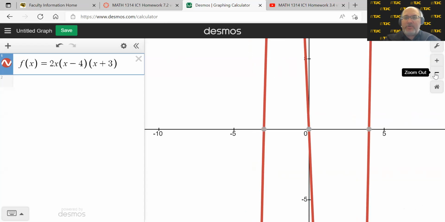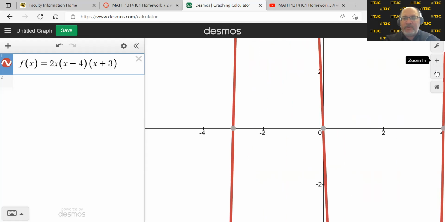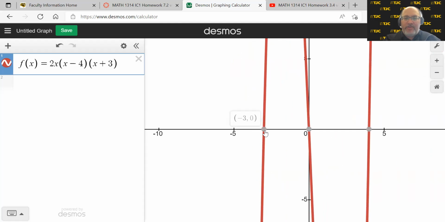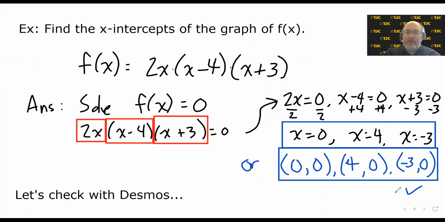I'm going to zoom out until we see the top and the turning points on the graph. There they are. There's a peak, there's a valley, but we're just concerned with these x-intercepts. So let's zoom in on them. A little bit too much. All right, we have an x-intercept back here at -3, 0, an x-intercept at 0, 0, and an x-intercept at 4, 0, which should be what we got. -3, 0, and 4. All right, so not bad.